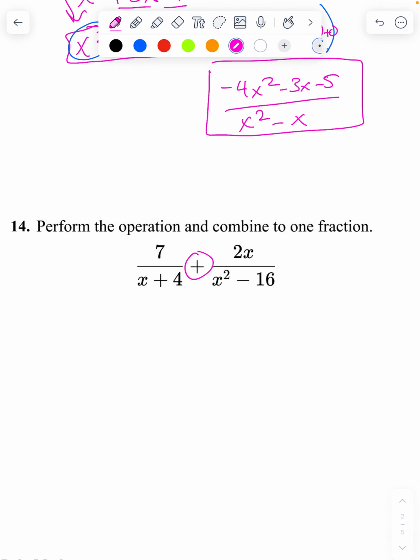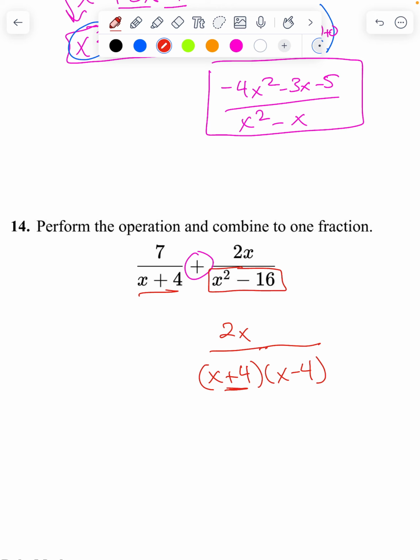So this one has addition and needs a common denominator, but I'm going to be a little bit smarter and just factor this out, because if I do that, it's a difference of squares. So I'm just going to write the second part as x plus 4, x minus 4. And if I see that, I can tell that the x plus 4, they both have that in common. But what the first part is missing is an x minus 4. So I'm going to multiply the first part by x minus 4 on the top and bottom. Then the denominators will be the same.